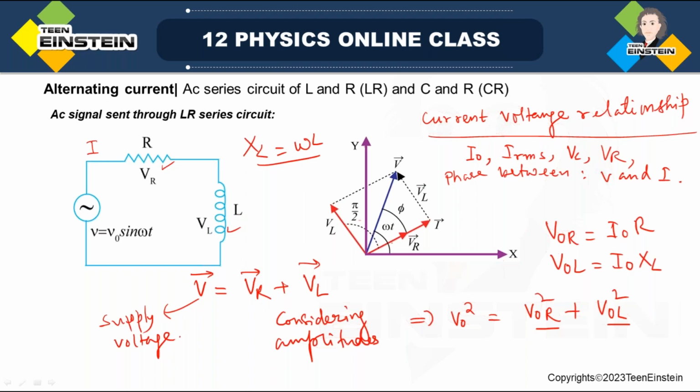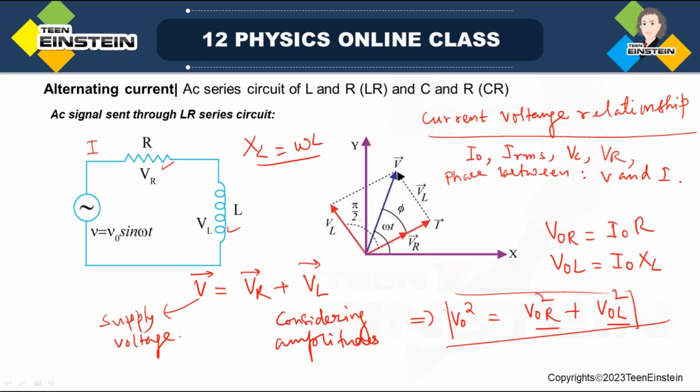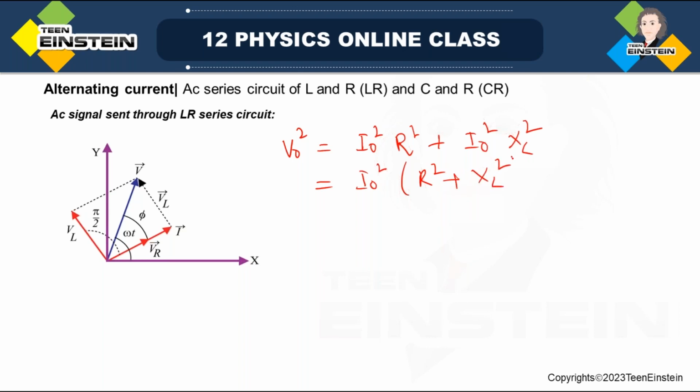Now what we will do, we'll take up this equation and then go ahead. We have got V0 square is equal to I0 square R square plus I0 square XL square. Now take this I0 square common, R square plus XL square.